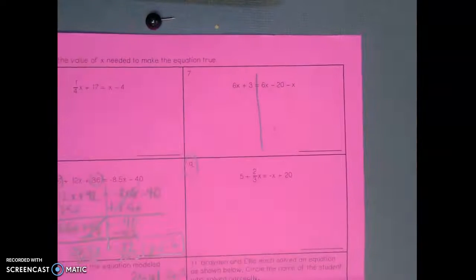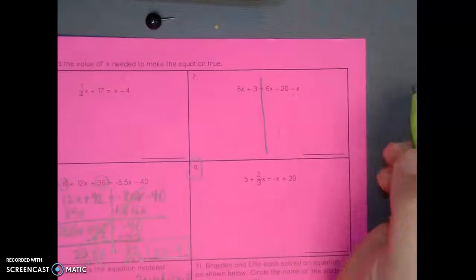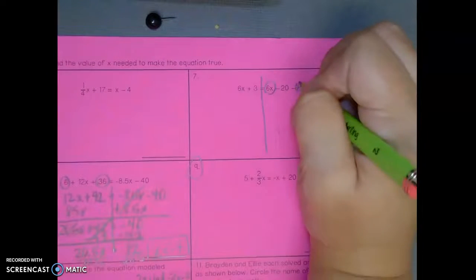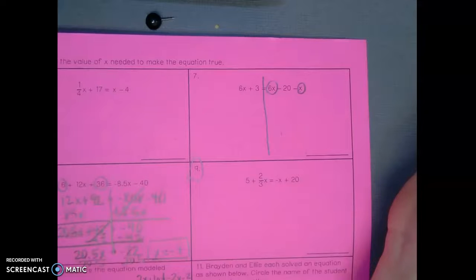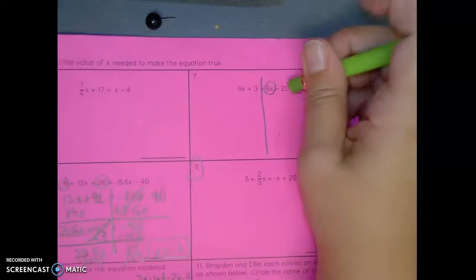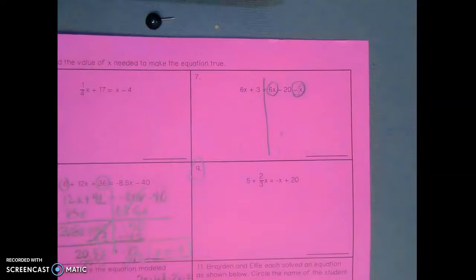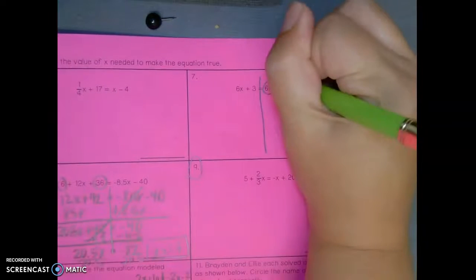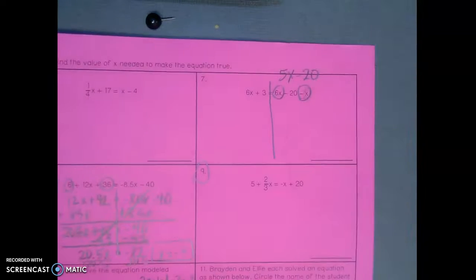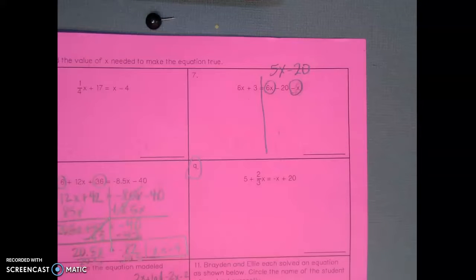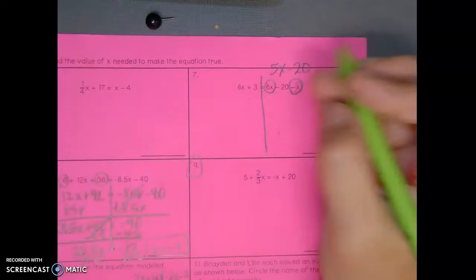Okay, so we have 6x plus 3 is equal to 6x minus 20 minus x. So what I'm going to do first on the right-hand side is combine my x's, and I should have circled the negative sign up in here. Okay, so we have 6x minus x. So really on this side we have 5x minus 20, okay, because we had 6 and we take 1x away. 1x was negative, so we combine those. That would give us 5x, okay?